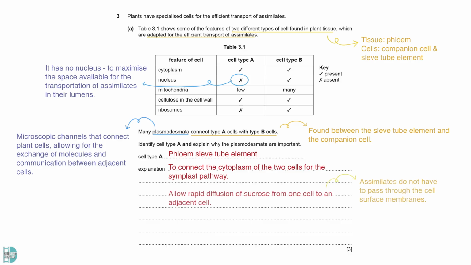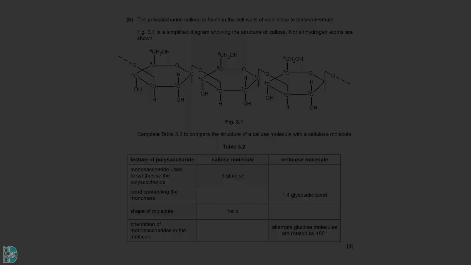This allows a rapid diffusion of sucrose from one cell to the adjacent cell since they do not have to pass through the cell surface membrane. The efficiency of loading and unloading sucrose from sieve tubes has increased as there is a higher diffusion rate.